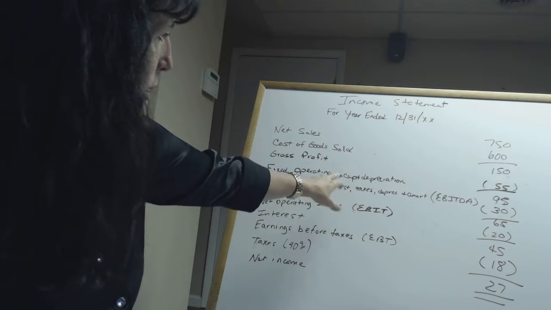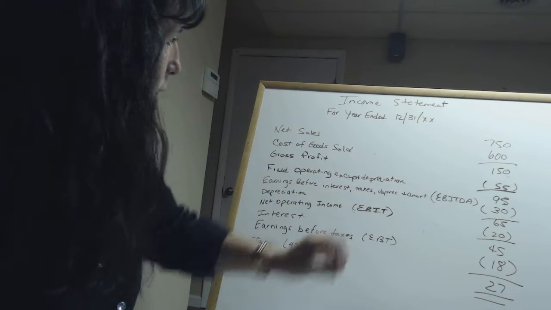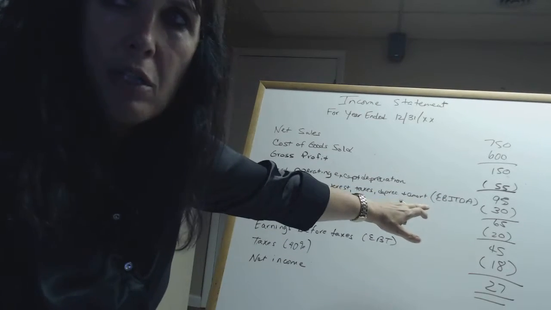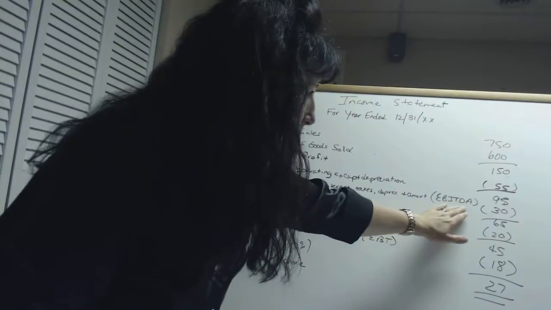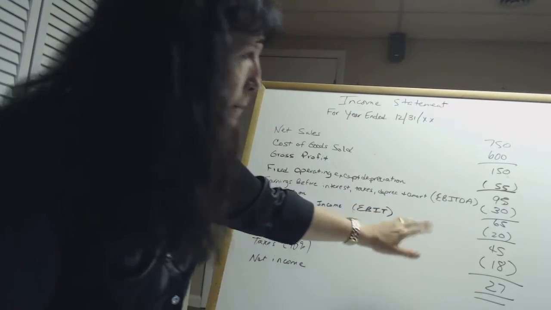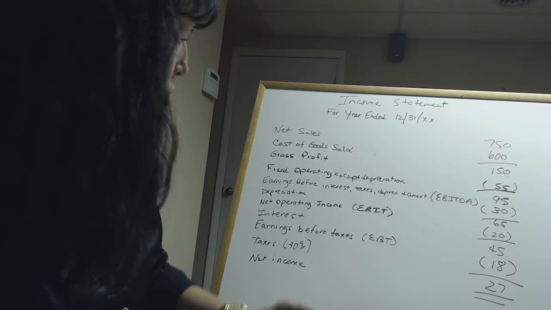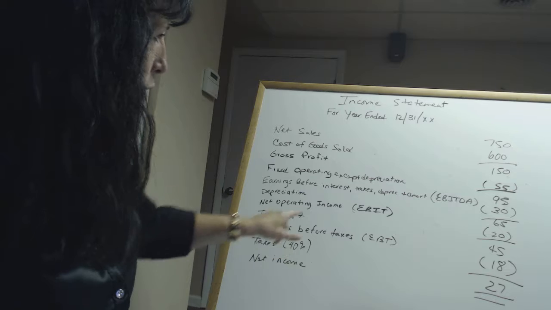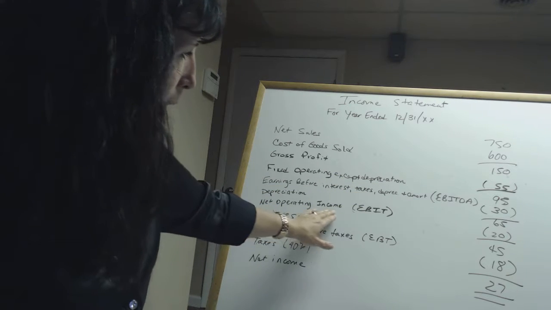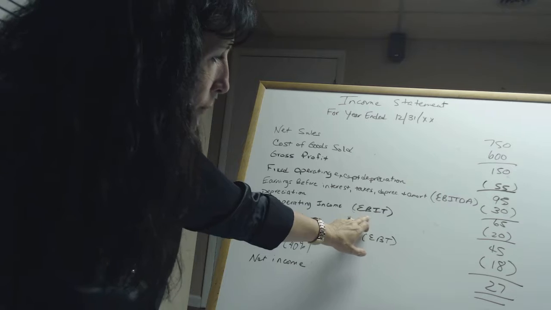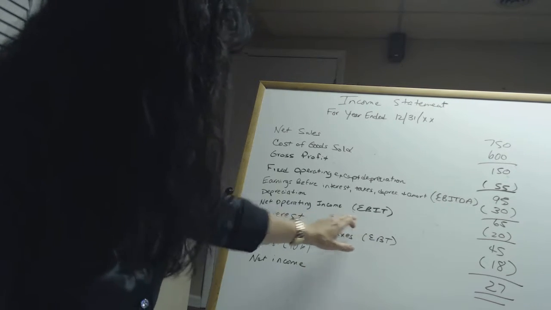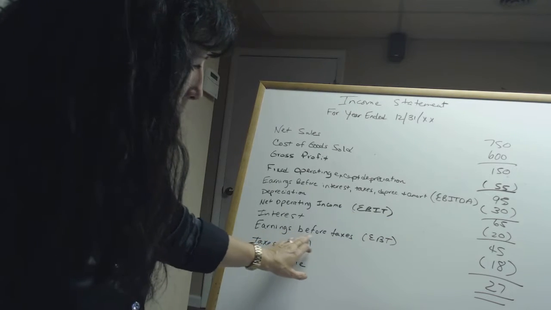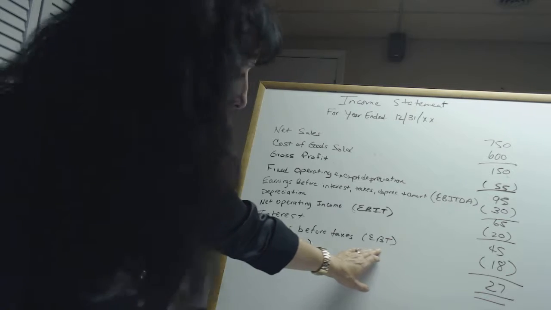Then we come down to the next element. We subtract that from the gross profit, and that gives us EBITDA, earnings before interest, taxes, depreciation, and amortization. So we affectionately call that EBITDA, and that's an important number. We're going to use that in some ratios. Then next we have our depreciation. Subtract that from our EBITDA, and that gives us net operating income, or EBIT, earnings before interest and taxes. Then we have interest. Subtract the interest, and that gives us earnings before taxes, or EBT.